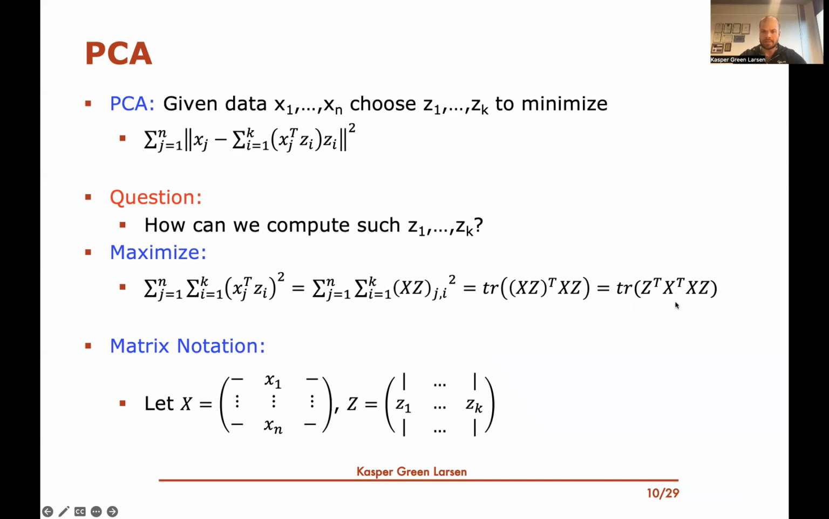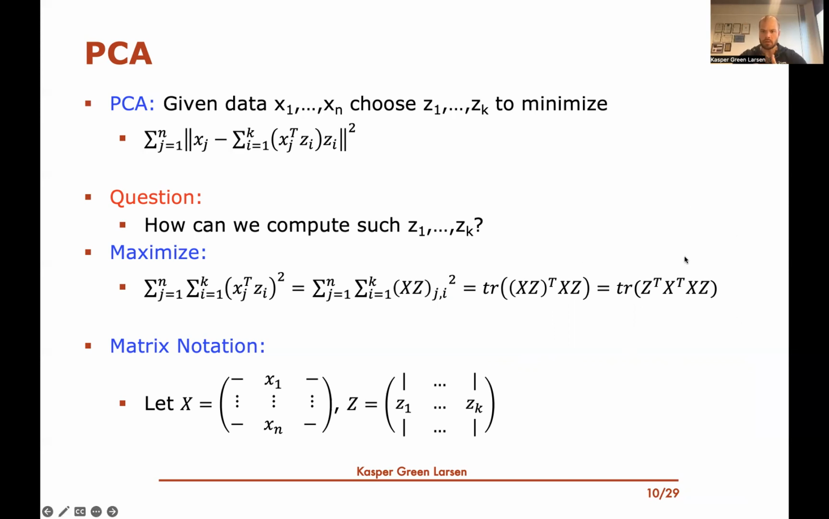And just by the rule of the transpose, we reverse the order of X and Z and we put a transpose on both of them. So this is what we're after, right? We're after maximizing the trace of Z transpose X transpose XZ. And it's the Z that we're choosing; X comes from the data. So this is just a rewriting of the same maximization problem.